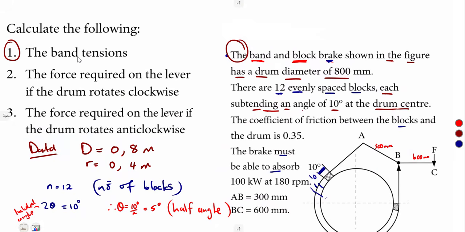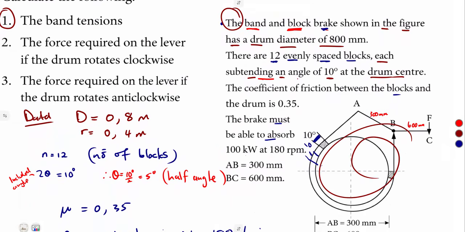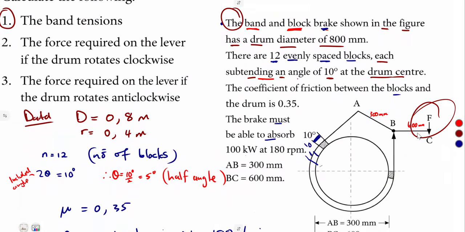The band tensions. So we cannot consider the diagram here to say we can use the moments. In this case, we are limited. We do not have this force that is applied to the lever. They are actually asking it later on. So application of moments is something else. We cannot think about that for now. So you're going to leave this diagram for now.